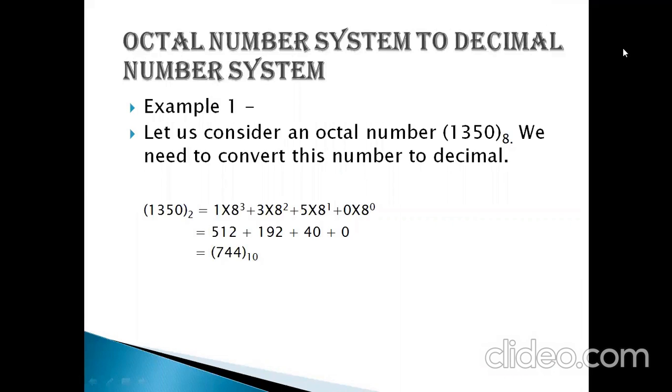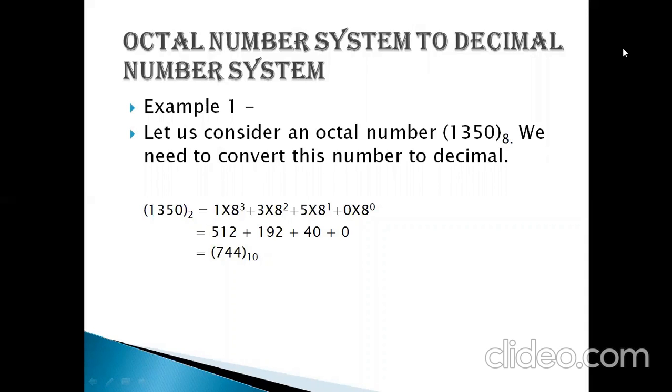Now octal number to decimal number. So let us consider an example. Suppose we have an octal number 1350 and we need to convert it into decimal. So what we need to do here is we have to multiply the MSB 1 with 8 to the power 3 because its position is 3 plus the next number 3 with 8 to the power 2 plus the next number 5 with 8 to the power 1 plus the next number 0 with 8 to the power 0.